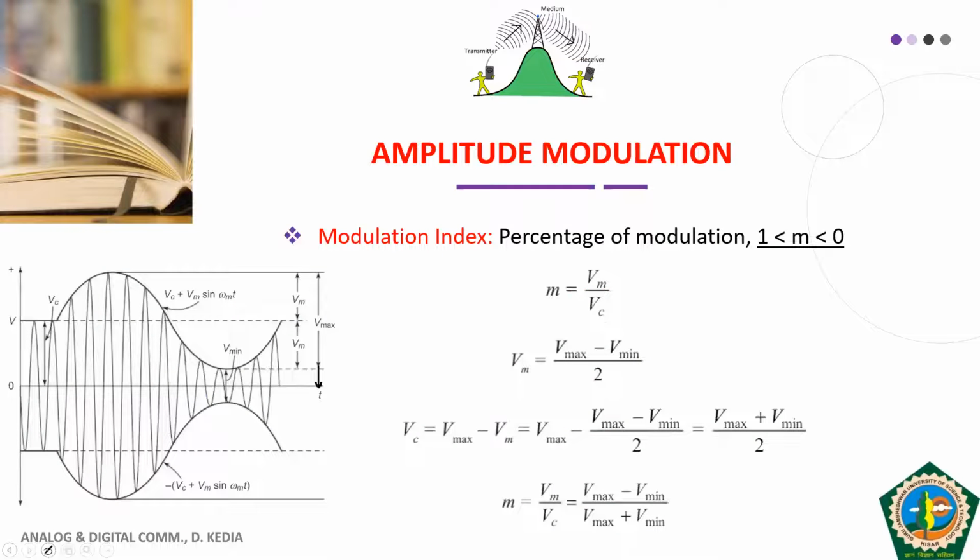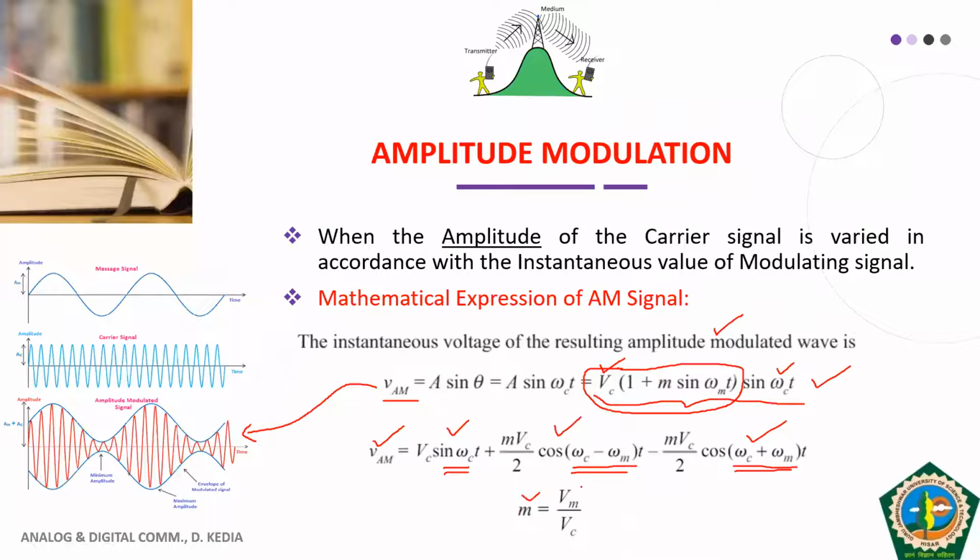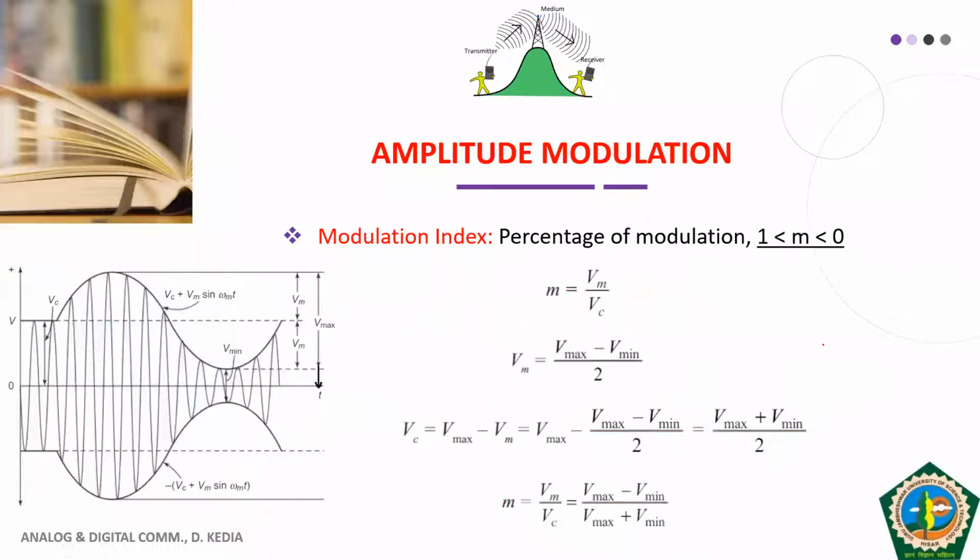As I told you in the previous slide, we have assumed m equal to Vm by Vc, and this m is a very, very important parameter with respect to amplitude modulation. I purposely didn't talk about its name in the previous class. Now I tell you what m is. m is called the modulation index. This slide is dedicated to modulation index.